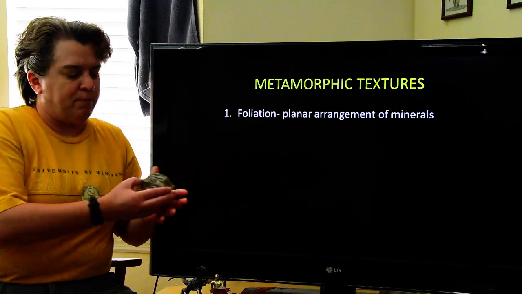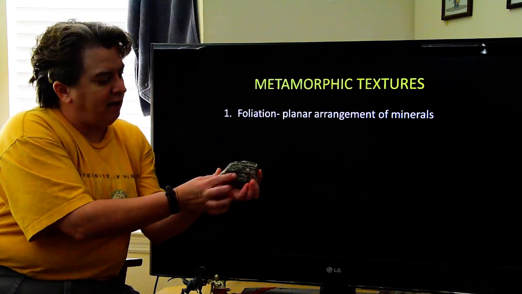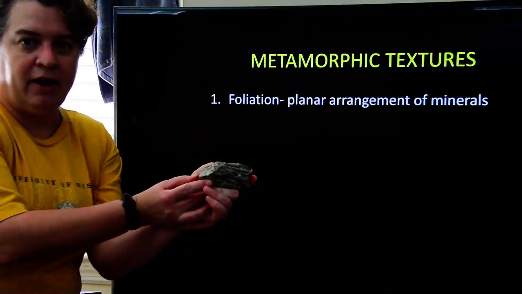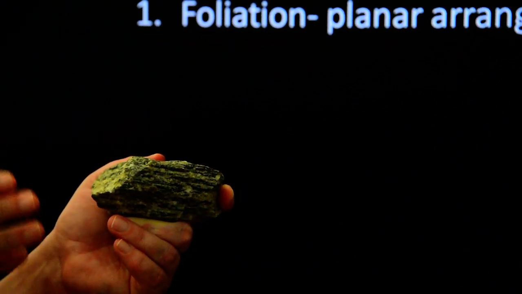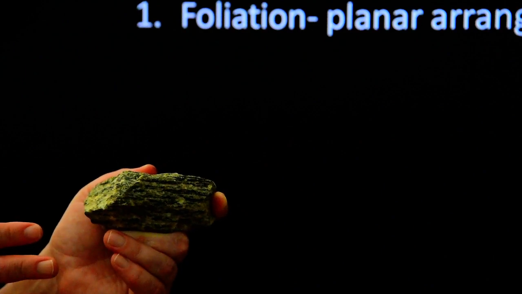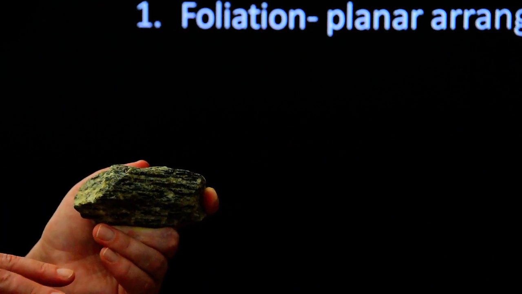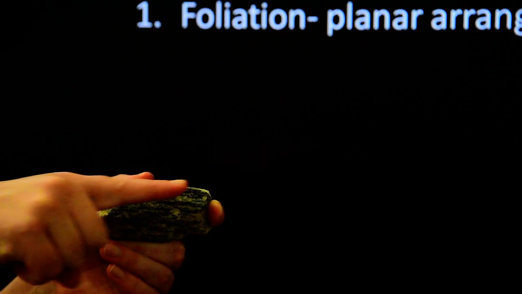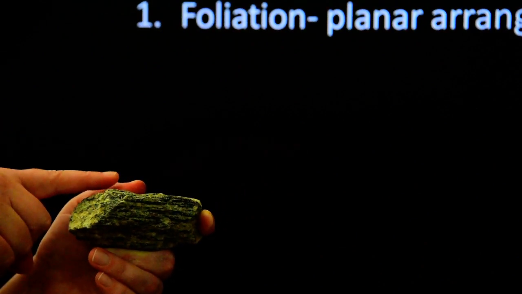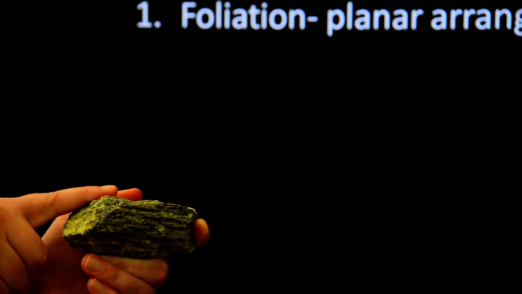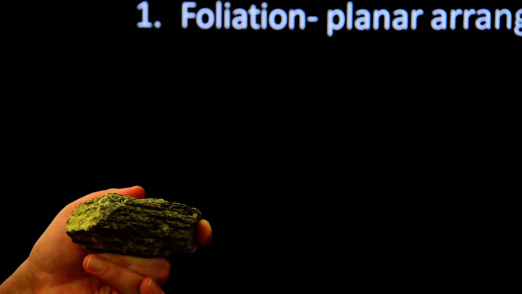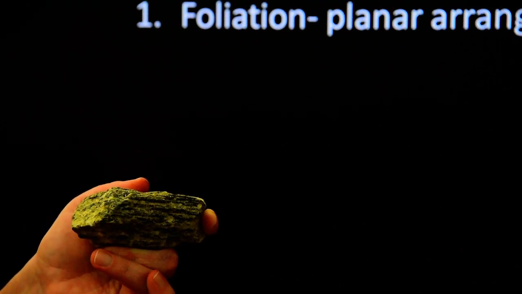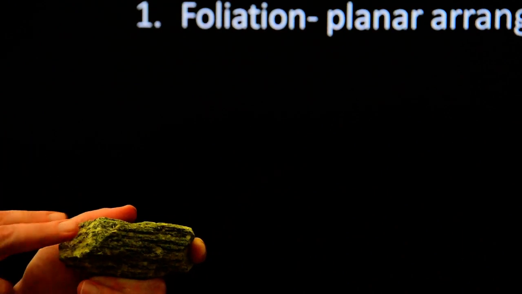So, for example, I have this metamorphic rock right here. And do you see how there's these light and dark lines in there? Those are the minerals. This has some biotite and some quartz and feldspar in it. And they're all arranged in these nice lines like that. That's foliation. And when you're identifying metamorphic rocks, one of the first things you should ask yourself is, do I see foliation in that rock?